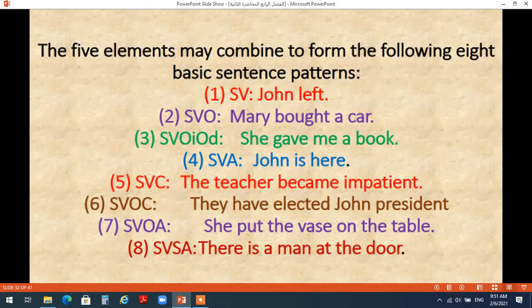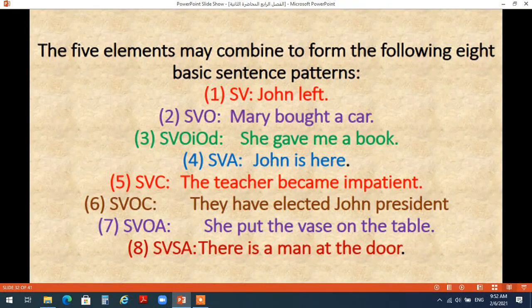النمط الثاني يتكون من فاعل ومونوترانزيتيف verb ثم direct object. إذا راح يكون عندنا فعل يتعدى إلى مفعول واحد. For example, Mary bought a car. أما النمط الثالث فهو يتكون من الفاعل والفعل والمفعول به الغير مباشر ثم المفعول به المباشر اللي هو راح يكون diatransitive verb.